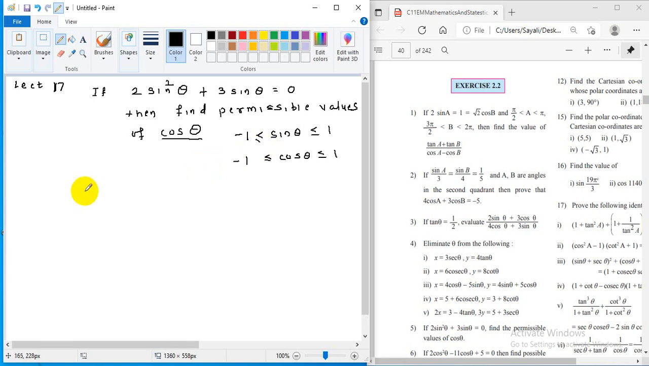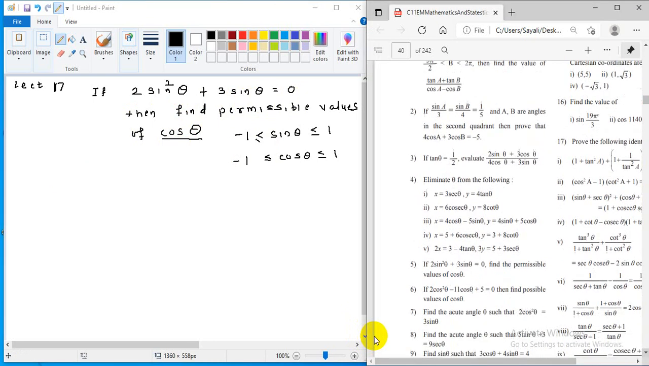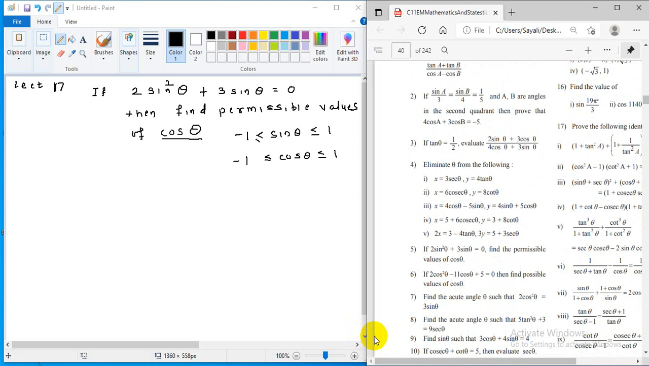Here it is 2 sine squared theta plus 3 sine theta is 0. What does it mean? We want to find permissible values of cos theta. So you can either convert this problem into cos theta, or from sine theta you can finally go for cos theta.